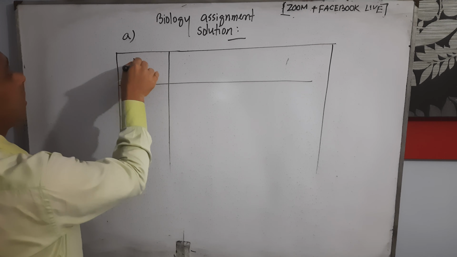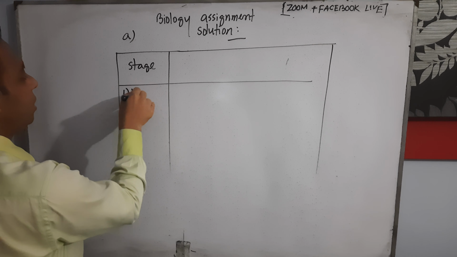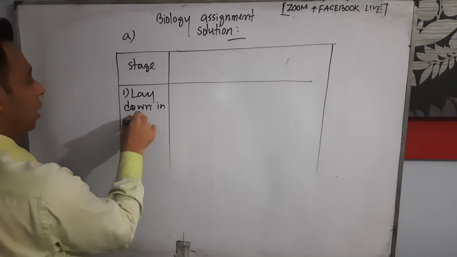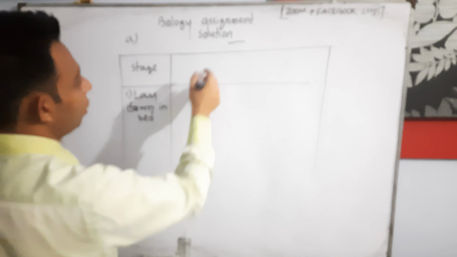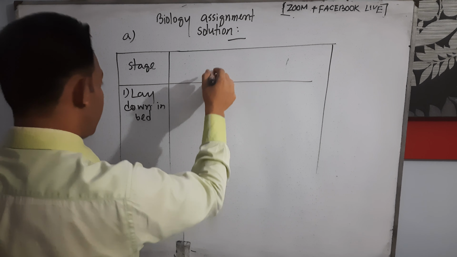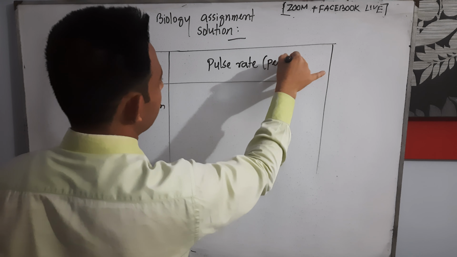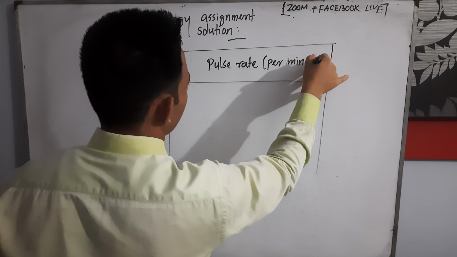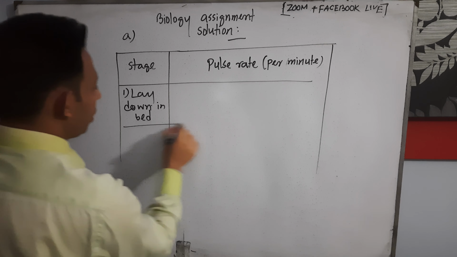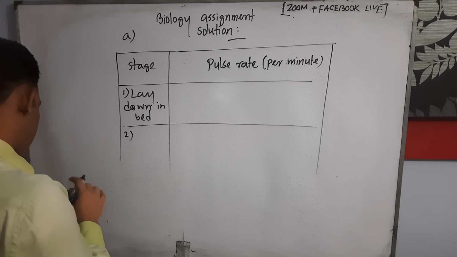Okay, there is a stage or condition given there. Lay down in bed. Suppose you choose your father for measuring this one: pulse rate per minute. Okay, lay down in bed, the first one. Then the second point mentioned there is sitting position.